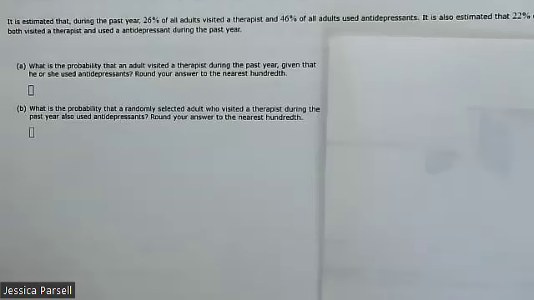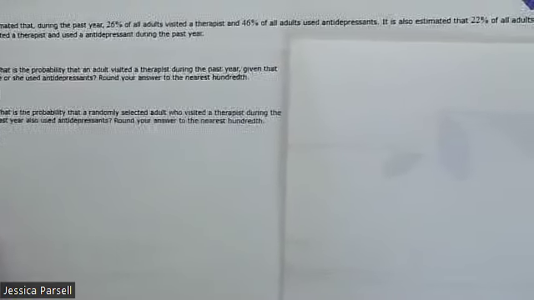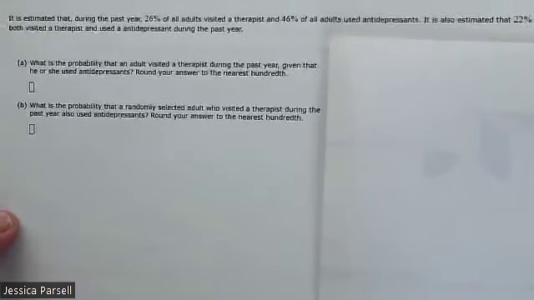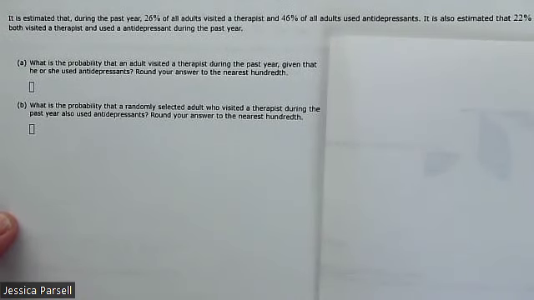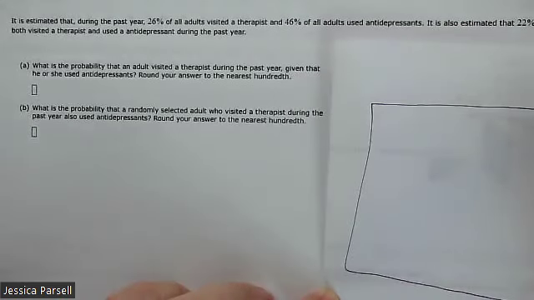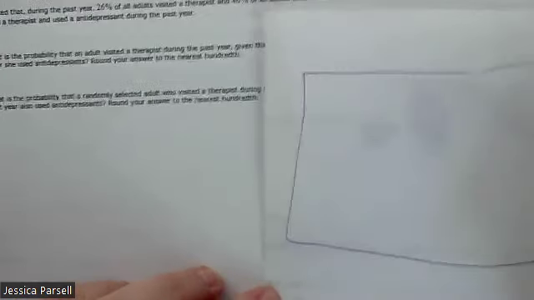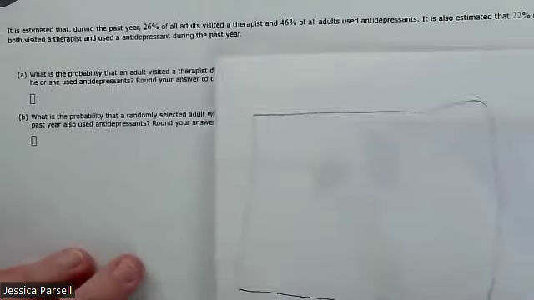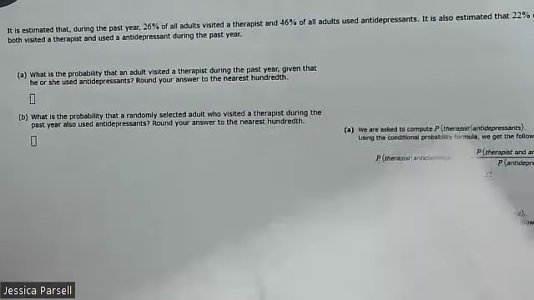Okay, it is estimated that during the past year, 26% of all adults visited a therapist and 46% of all adults used antidepressants. It's also estimated that 22% of all adults both visited a therapist and used an antidepressant during the past year. Not necessary that you have to do this, but I'm very visual, so I'm going to make a Venn diagram to help me sort this out. In fact, I'm going to turn it like this here.